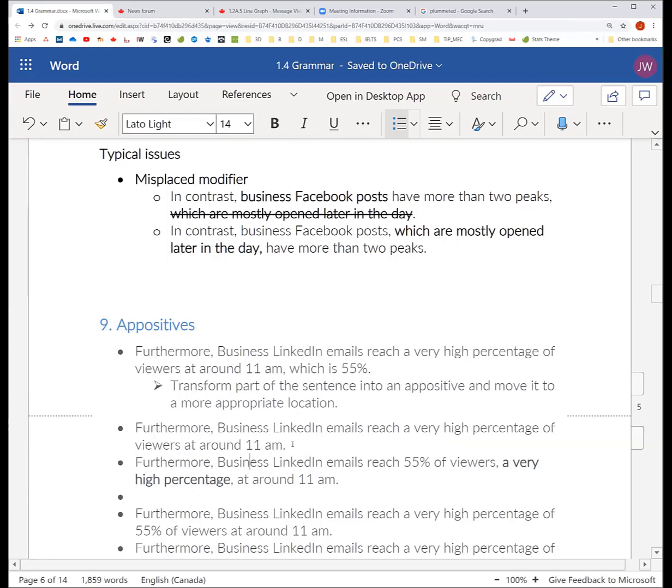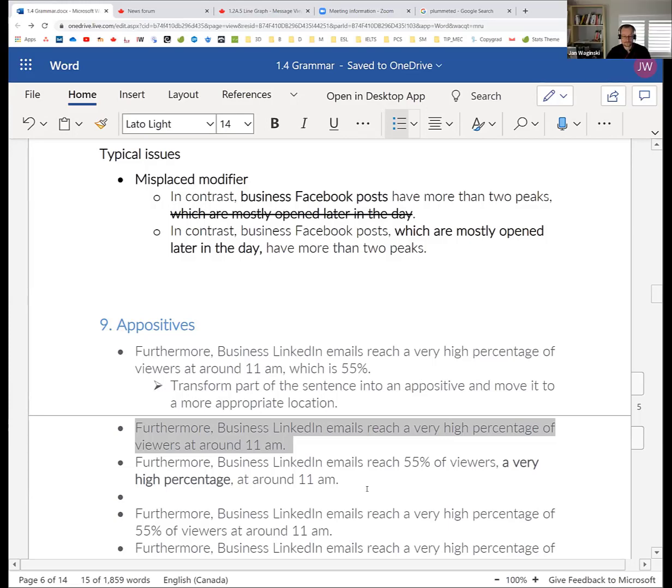What about if we put furthermore business email viewer, business email viewer, comma, reach 55%, comma, very high percentage at 11 a.m.? There is no verb for the. I think something changed. We're missing the 55%. Okay, let's simplify this. Business LinkedIn emails reach a very high percentage of viewers at around 11 a.m.